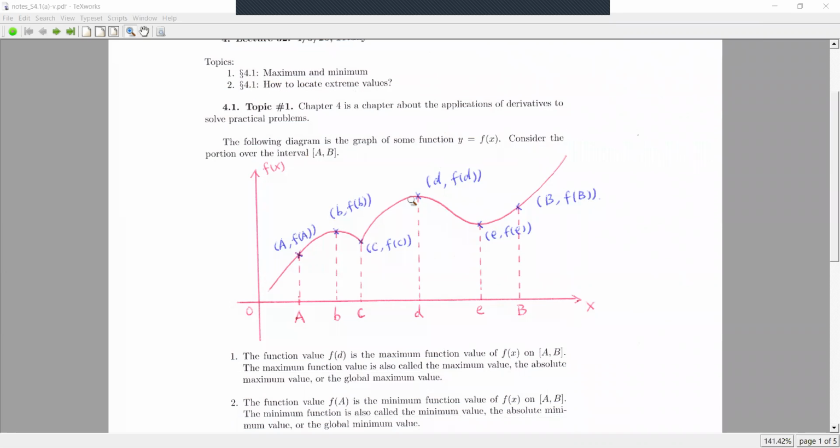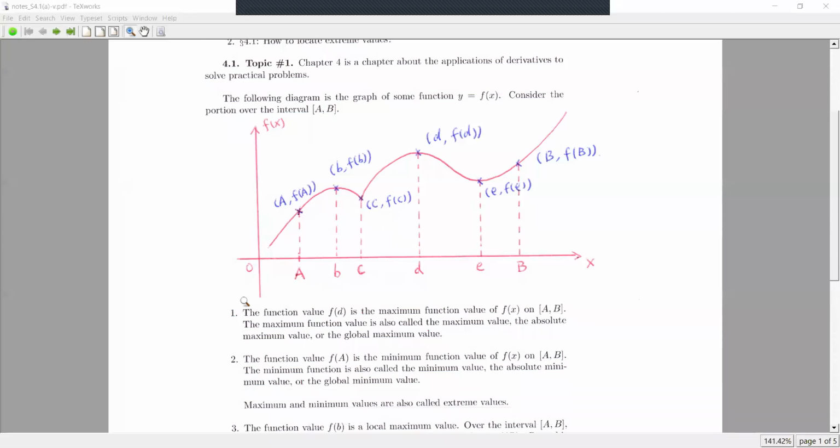Here we have the graph of some function f of x. Let's consider one portion of this graph, the portion over the interval from BA to BB. That is the portion from this point here to this point. About this portion of the graph, clearly this point is the highest point.